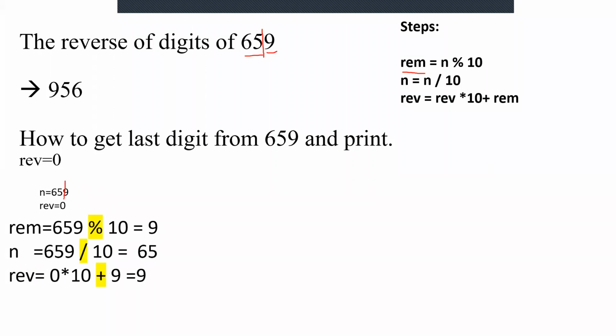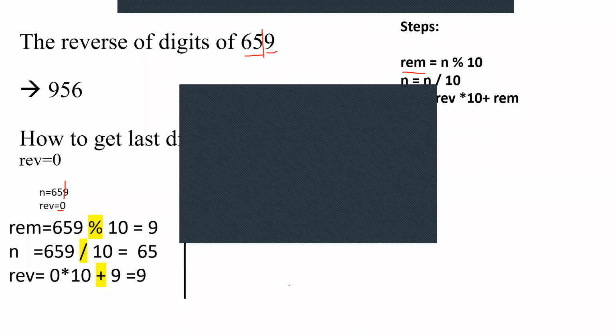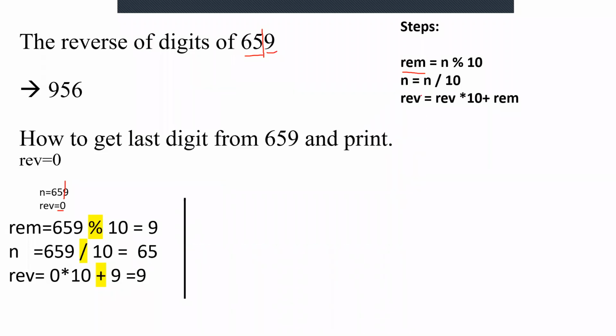Now reverse equals, what is the current value of reverse? Reverse is 0. 0 multiplied by 10 plus 9. So you do these steps in your book, okay? Manually, how you are reversing. Now for reverse, what are the 2 values which we are taking to the next step? The n value and the reverse, right? Current n value is 65. Current reverse value is 9. So we are taking these to the next step.